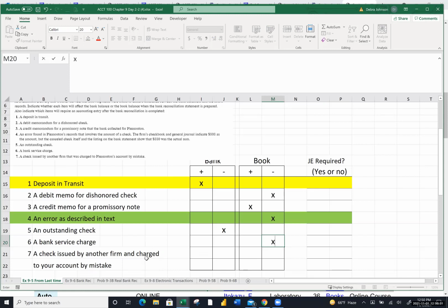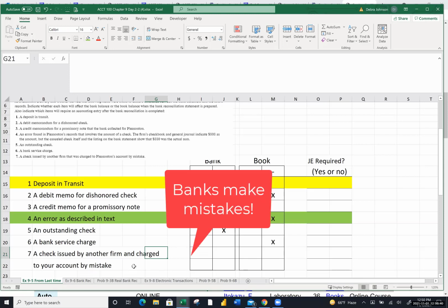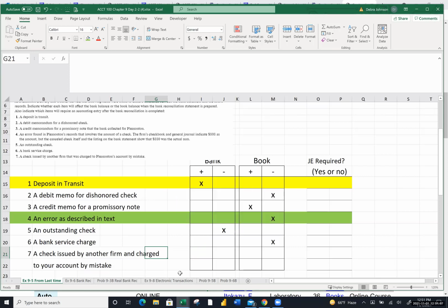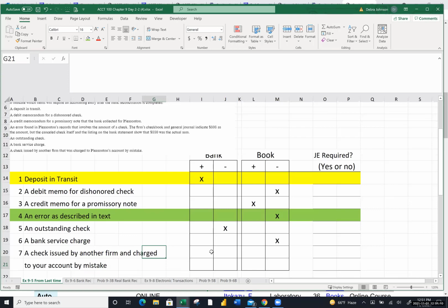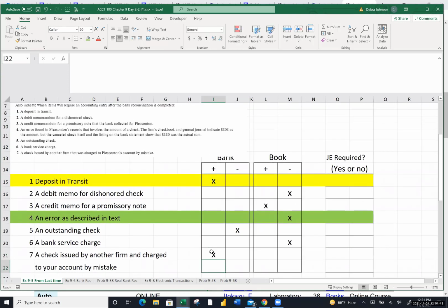And then number 7 has happened to me twice in my lifetime. A check issued by somebody else that was charged to your account by mistake. Okay, if you've ever had this happen, it's very maddening. All of a sudden you see money coming out of your account and you wonder, what the heck? I never wrote a check for that amount, or I never made a payment for that amount. It used to happen more often before the advent of all the magnetic screening devices that they have, but that would be a bank error. And because they accidentally took money out of your bank account, the bank would have to fix it by adding it back. So that X would go here.